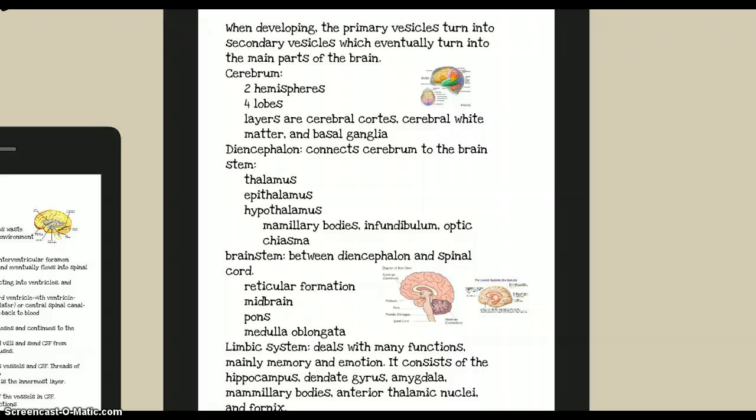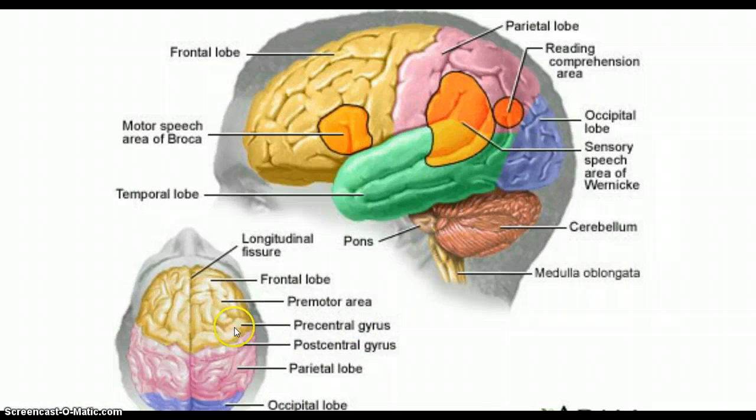So now let's talk about the cerebrum. It's made up of two hemispheres, two lobes, and three layers. So right here in this picture, you can see the two hemispheres, the right and left hemisphere, and you can see their four lobes: the frontal lobe, the parietal lobe, the temporal lobe, and the occipital lobe. Then there, inside this area, there's actually something called the insula.